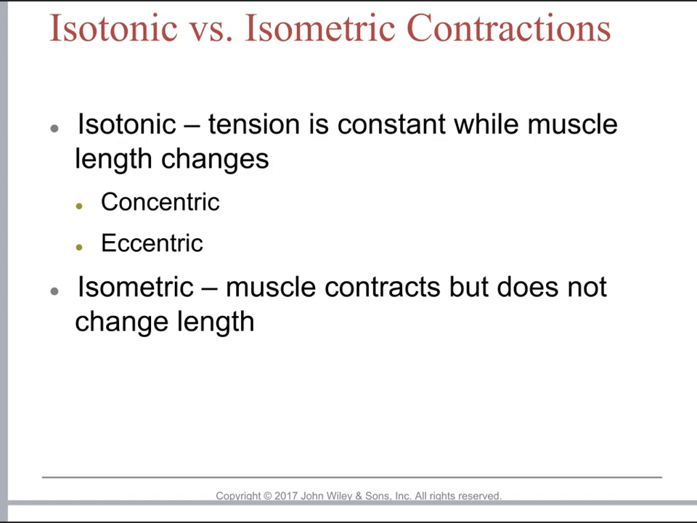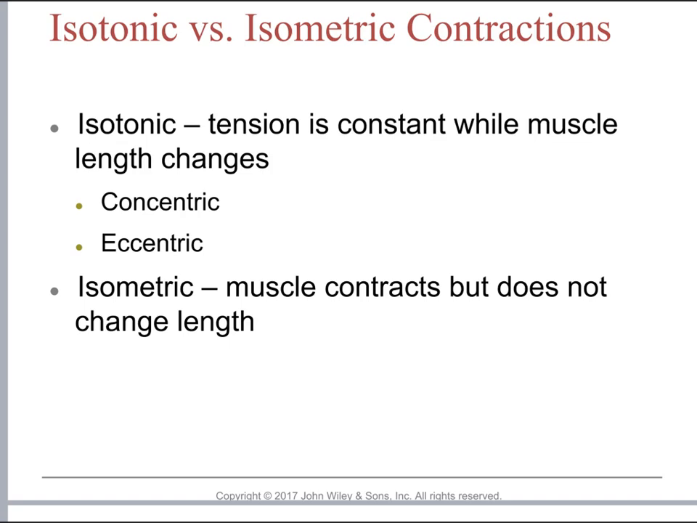That brings us to our various types of contractions. So we introduced some of these words earlier in this lecture, but now we're going to elaborate. We have isotonic contraction versus an isometric contraction. Now, with isotonic contractions, we have two varieties. We have concentric and eccentric.